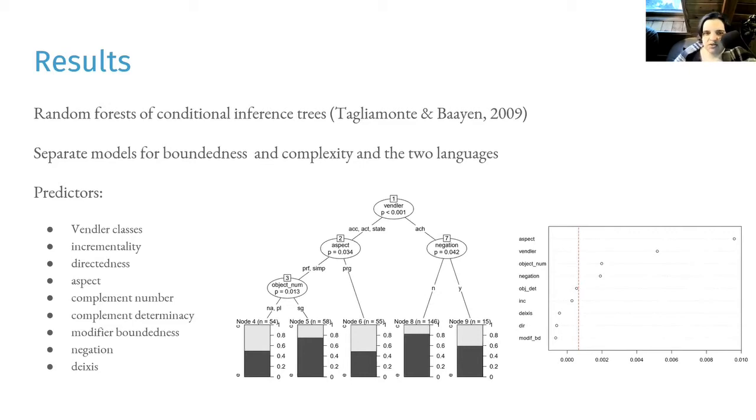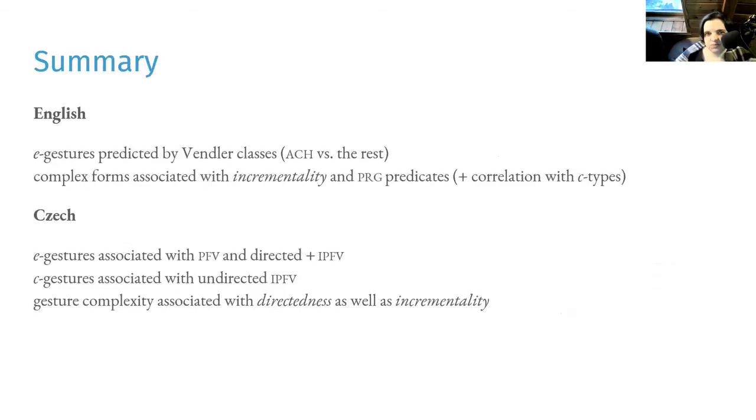This is a method primarily used by corpus linguists and not yet applied in the multimodal context. We chose this method because it provides a suitable alternative to regression models that have limitations when the dataset is small and the variables are intercorrelated, which is the case of our data, and it's often the case with multimodal corpora in general. We ran the analysis separately for boundedness and complexity and for the two languages.